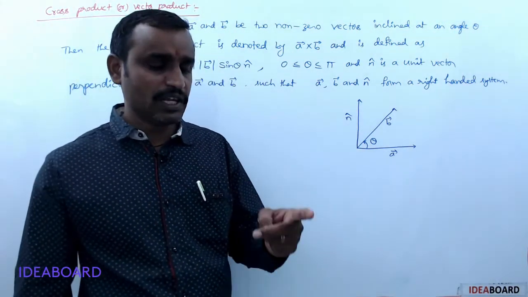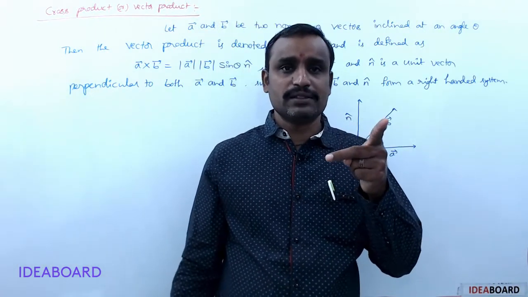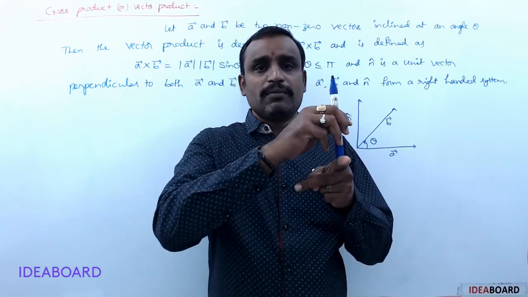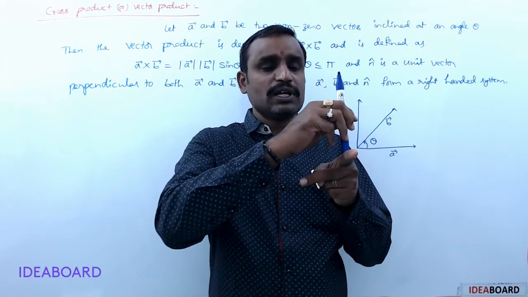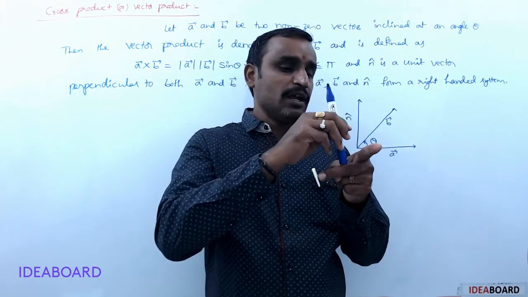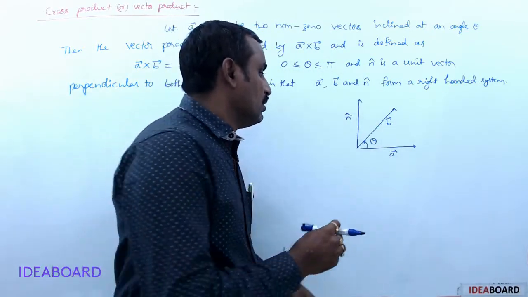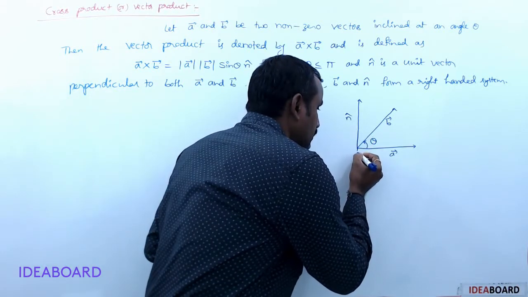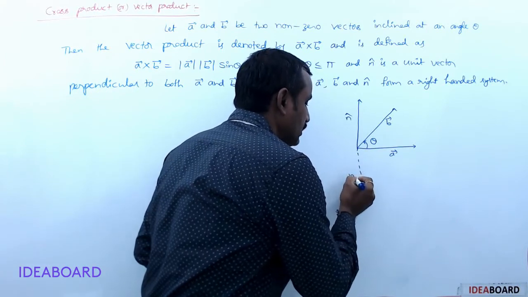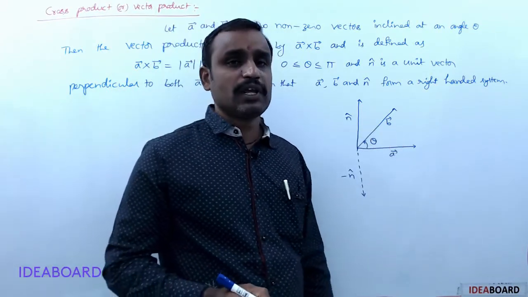For example, suppose A bar represents the x-axis and B bar represents the y-axis. Now this n cap vector represents the z-axis. Clearly the z-axis is perpendicular to both the x and y axes. Similarly, A bar and B bar are perpendicular to n cap. If you take the downwards direction, that is the negative direction, minus n cap, this is also perpendicular to both A bar and B bar.